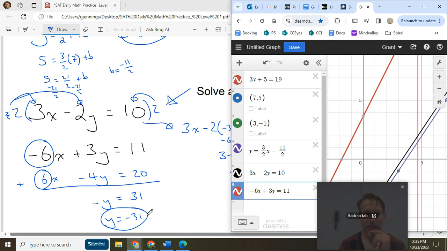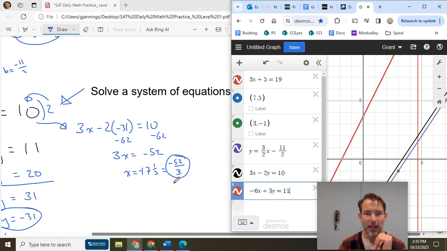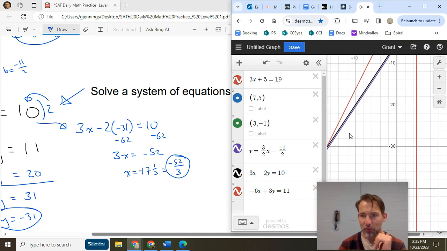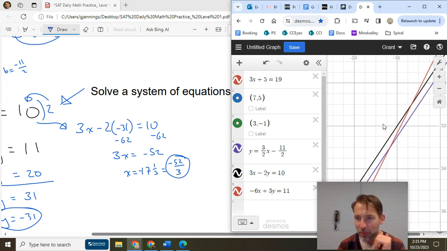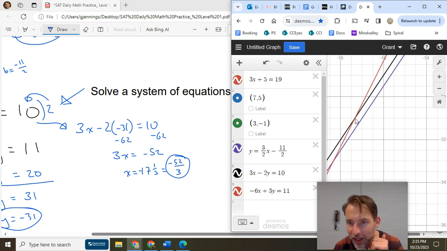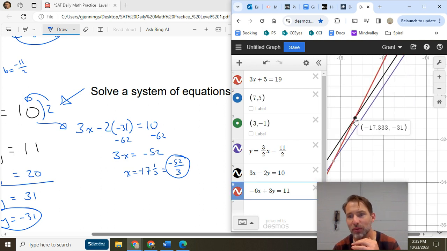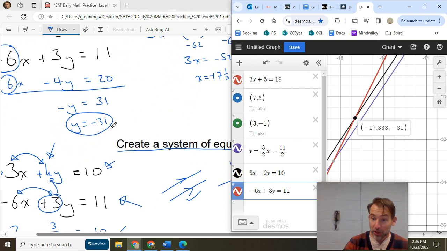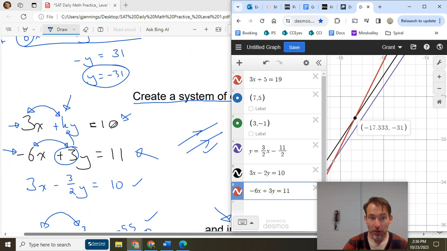And we found that they met at negative 31 and negative 52 over 3. So here I'm going to zoom out, move way down here, zoom in on that point, and then find that they intersected at negative 31 and negative 17 and a third. Oh, that's what I found. So I'm very pleased with myself. It's good to feel good. So give yourself a little pat on the back when you're getting these right. And you're doing this every day, so you're feeling really good. And if you're having trouble with them, then reach out and talk to me.